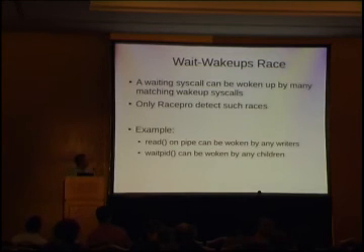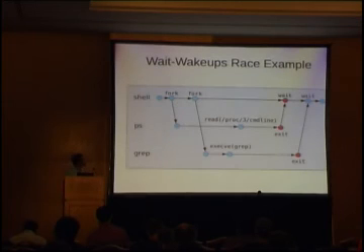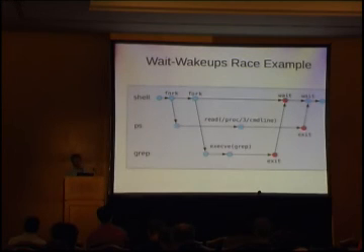Another example is with waitpid, and I'm going to illustrate that example with a PS grep example. So this is PS grep. The shell first reaps the PS child, and then reaps the grep child. It's a race because this execution could have happened: the shell could have reaped the grep process first and then the PS process. In the PS grep example, this race is not harmful. It doesn't really matter in what order the shell reaps those children.